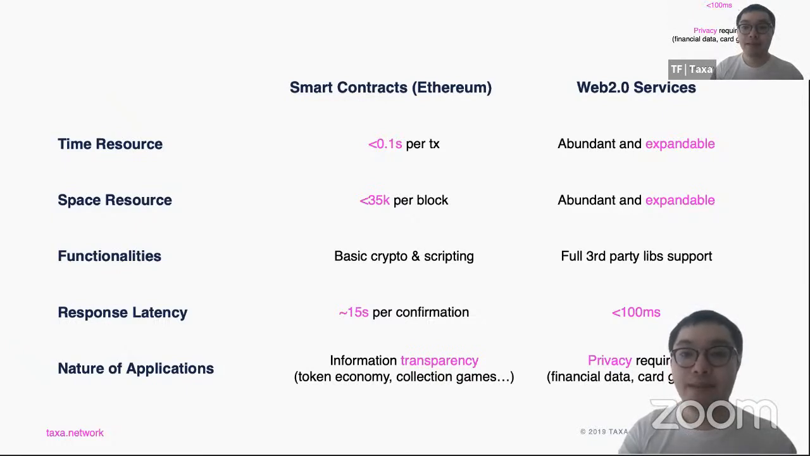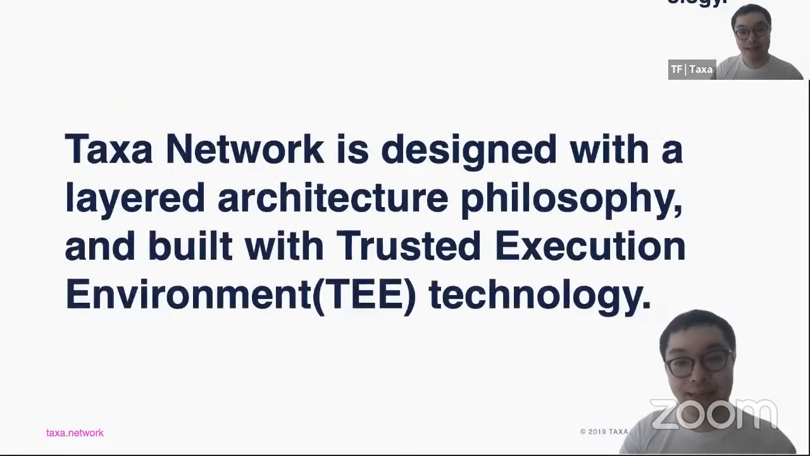Taxa network is designed with a layered architecture philosophy. The idea is, why are we coupling everything on layer 1, both computation and the state? Taxa network will move the smart contract execution to the middleware of the blockchain, off-chain. And instead of using a consensus mechanism to make sure the business logic is tamper-proof, we use a trusted execution environment off-chain to guarantee the node will not be able to tamper with the data and the code. And also, we guarantee the confidentiality of the smart contract.